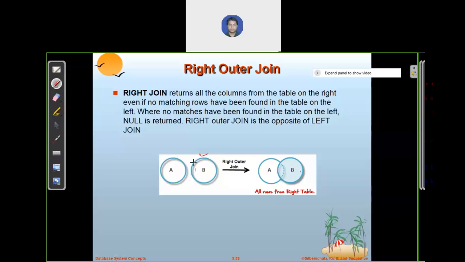Okay, we have two relations A and B. A is the left relation, B is the right relation. So we will take all the records present in B and match them with A. If it matches, then write; otherwise set the value as null. Again, see the example.